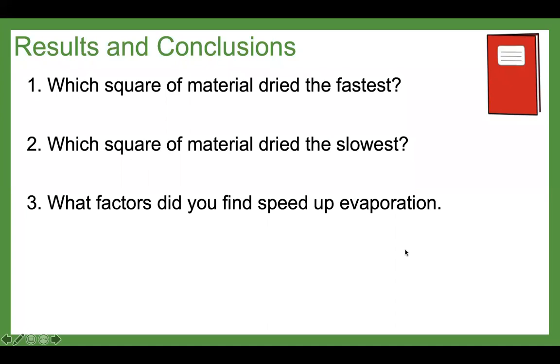So, within your conclusion, you need to answer the following questions. Which square of metal dried the fastest? Which square of metal dried the slowest? And what factors did you find sped up evaporation? Pause the screen.